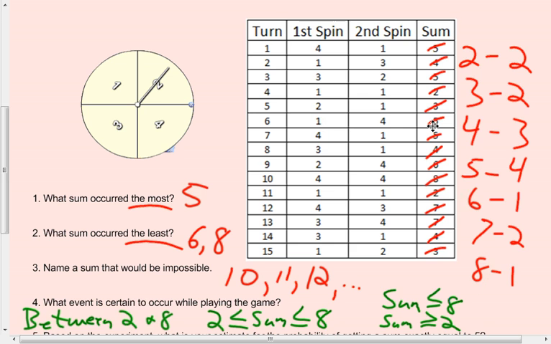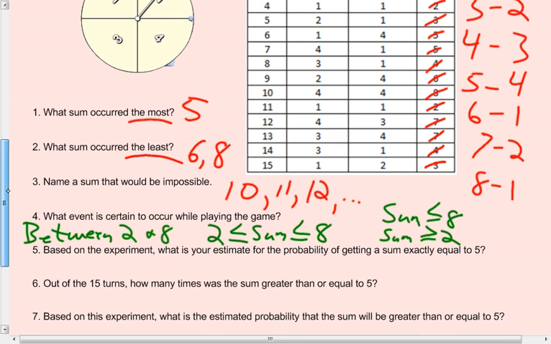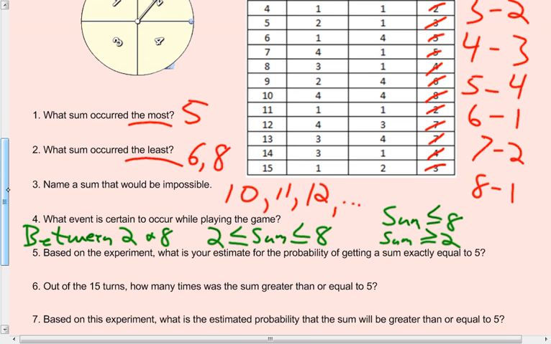Okay. When we got a 5, 4 times we spun a 5. So the 5 came up 4 times, out of how many total spins did we have? Well, notice we had 15 trials. So 4 out of 15 trials, we spun a sum that was exactly equal to 5.